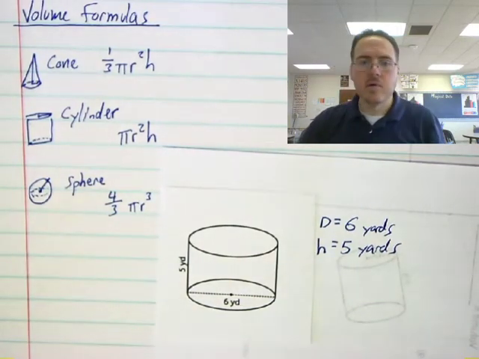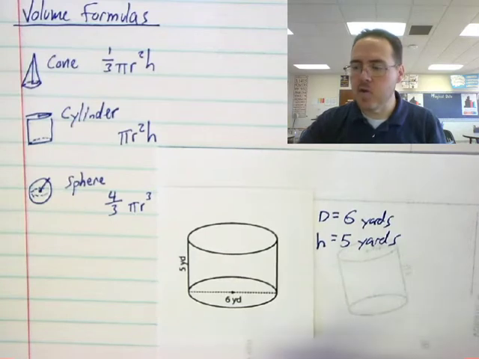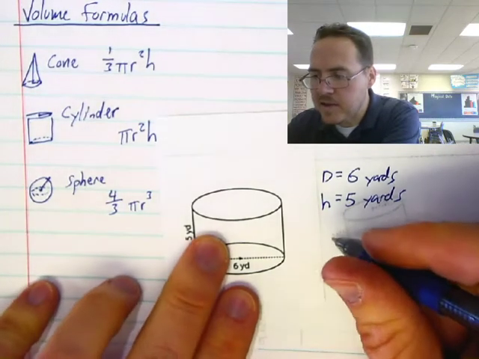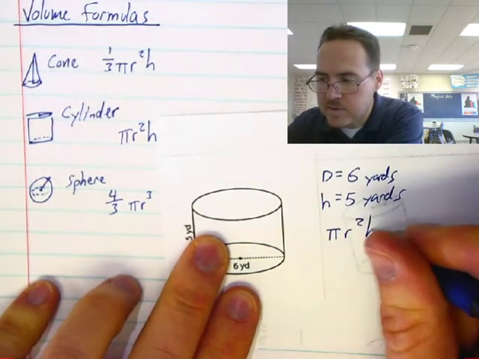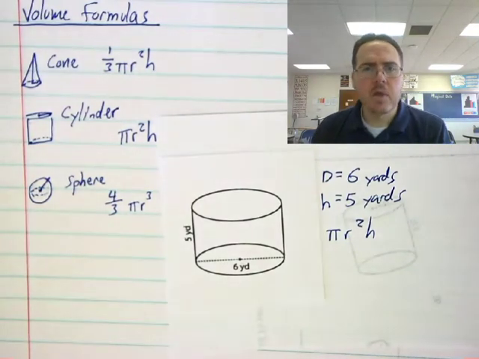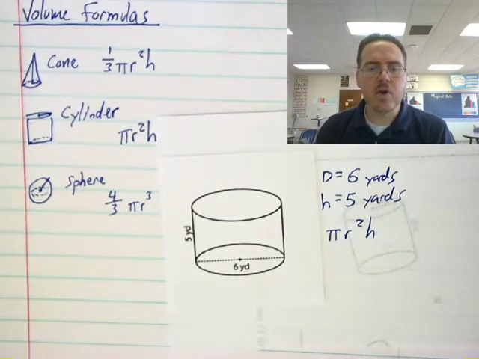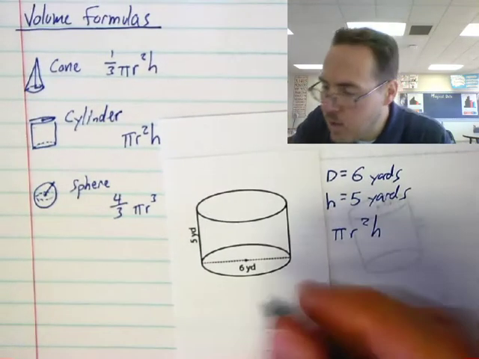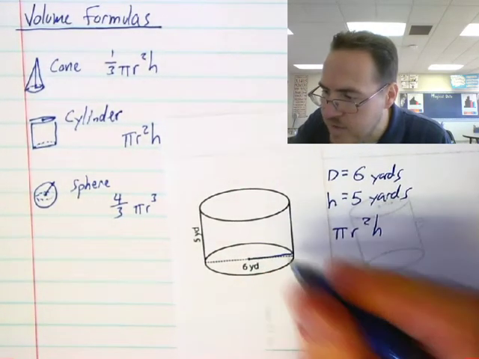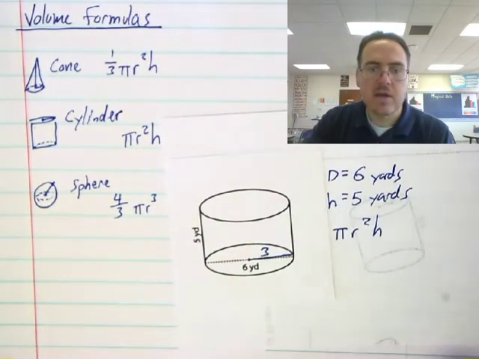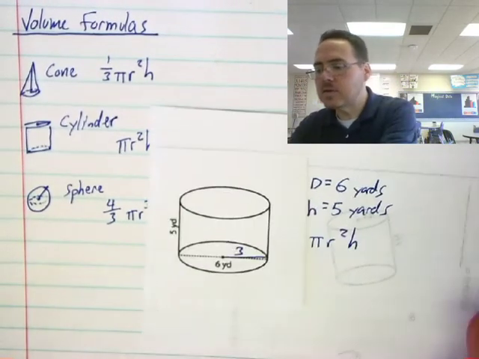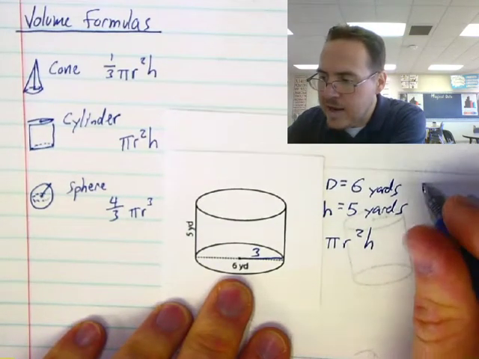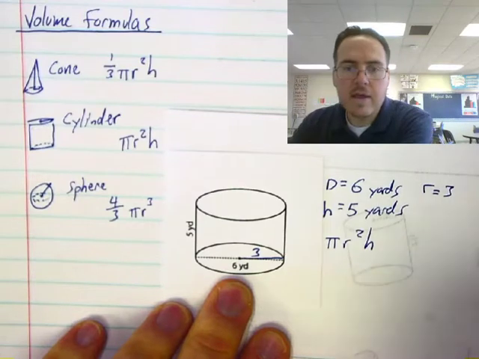Okay, fair enough. Well, the formula for the volume of a cylinder is pi r squared times the height. So we write that down. Pi r squared times the height. Bummer. We'd be able to find this really easily if we only knew what the radius was. Fortunately, I know circles. Half of this diameter is the radius, and half of 6 is 3 yards. So that means the radius is 3 yards.